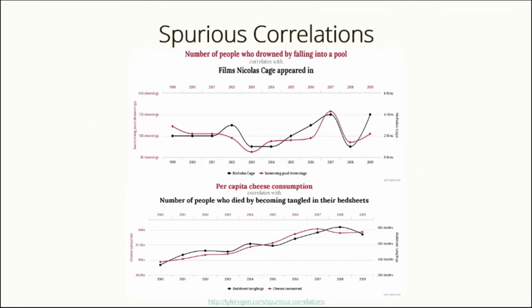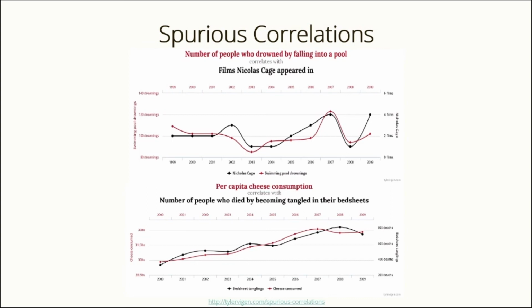This is just one of the examples I mentioned before, that correlation doesn't mean causation, and that there can be other factors that are contributing to that relationship. So this is a website that a researcher has put together. The link is on the slides, and it's just called Spurious Correlations.